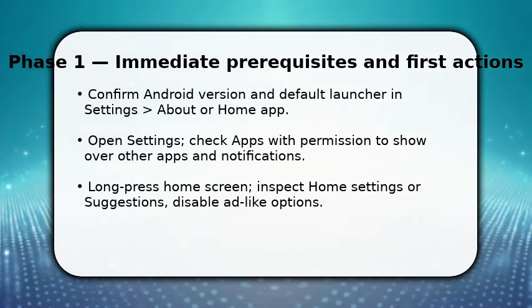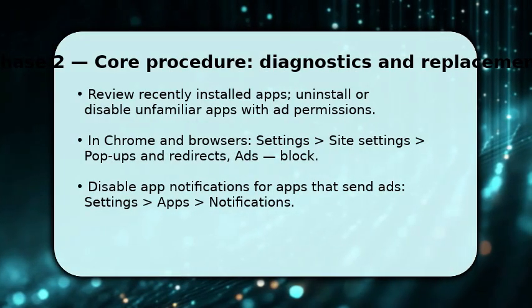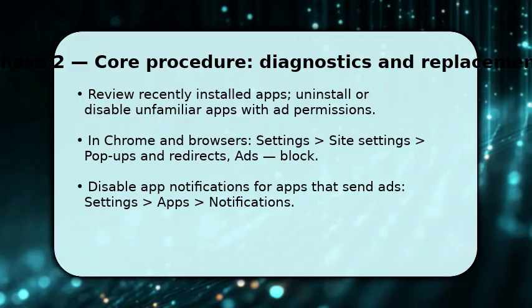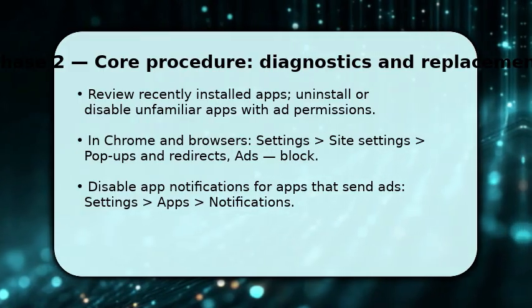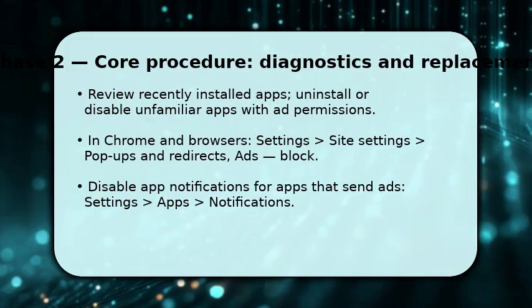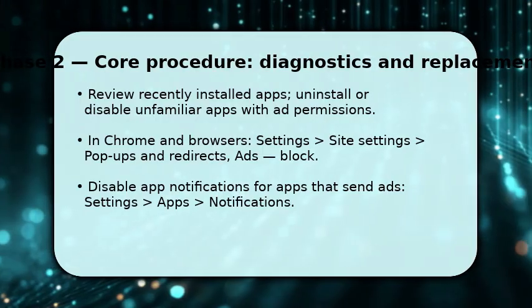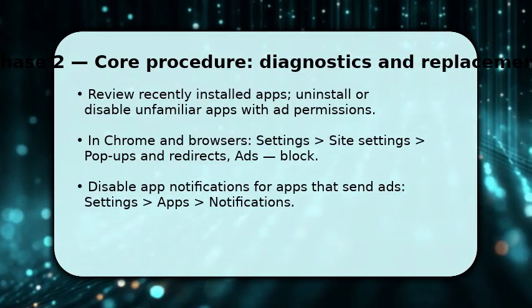Next, inspect recently installed apps and any utilities with wide permissions. Uninstall or disable those that show ads or use overlay permissions. Then, open your browser settings, such as Chrome, and block pop-ups, redirects, and ads from site settings. Clear browser data if needed.